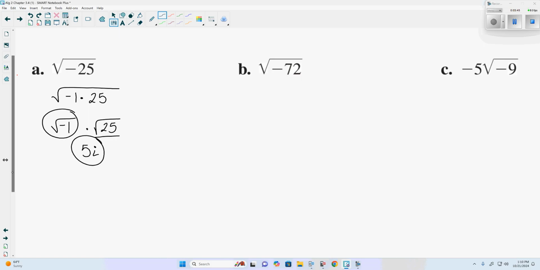Now the next one we were looking at is the square root of negative 72. Square root of negative 72. Now, guys, let's focus in. Now we can break this up into two parts, because we'd have our negative 1 times 72, or two different components. And again, just like the last one, we can say that this is the square root of negative 1 times the square root of 72. Questions on this so far?